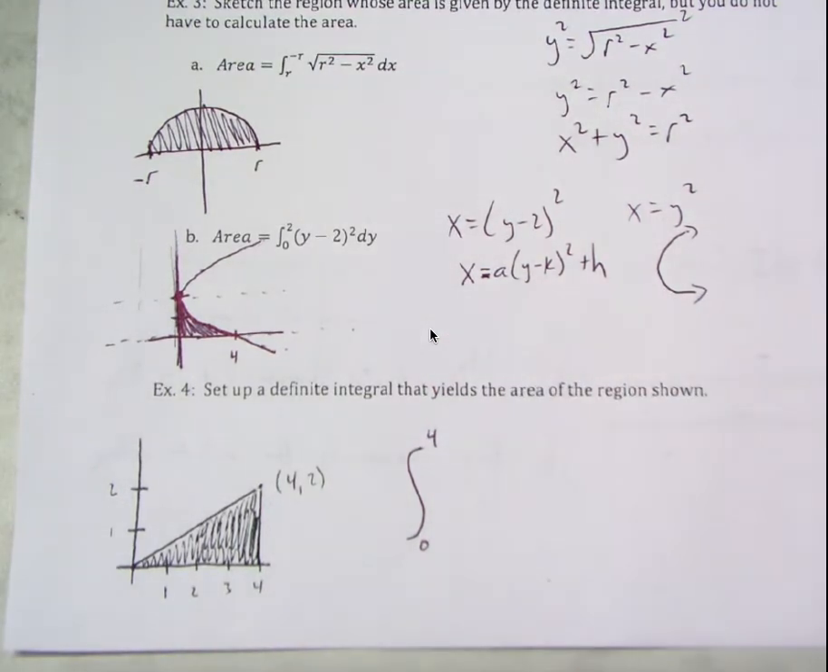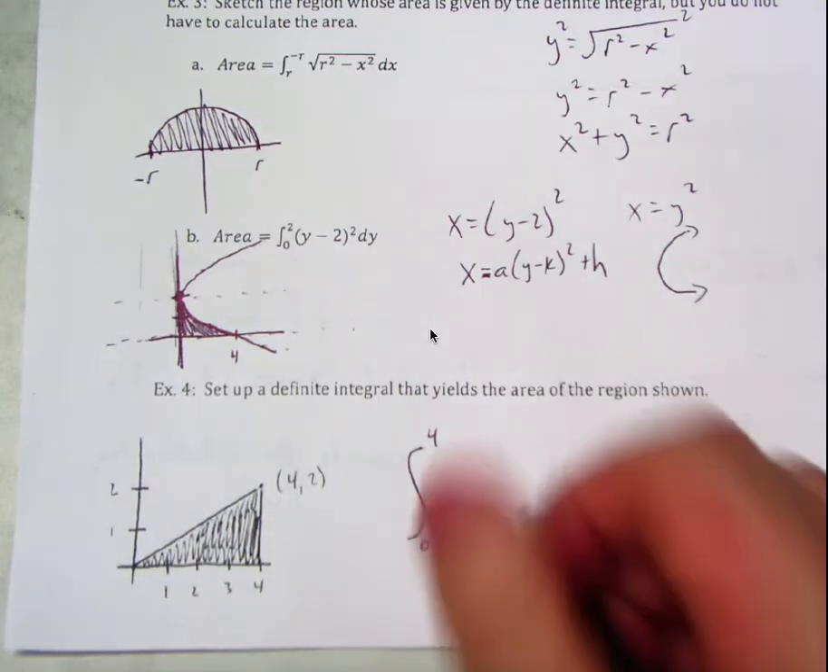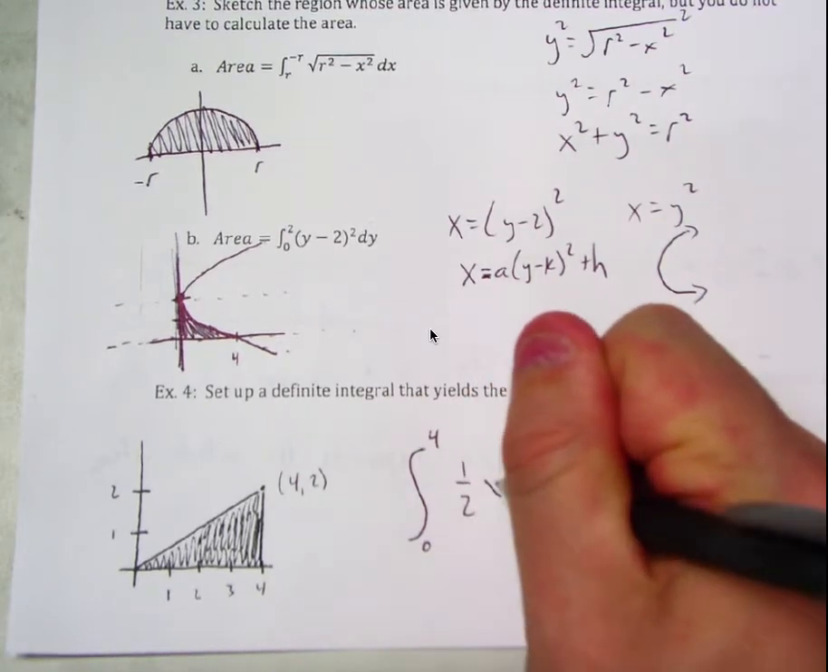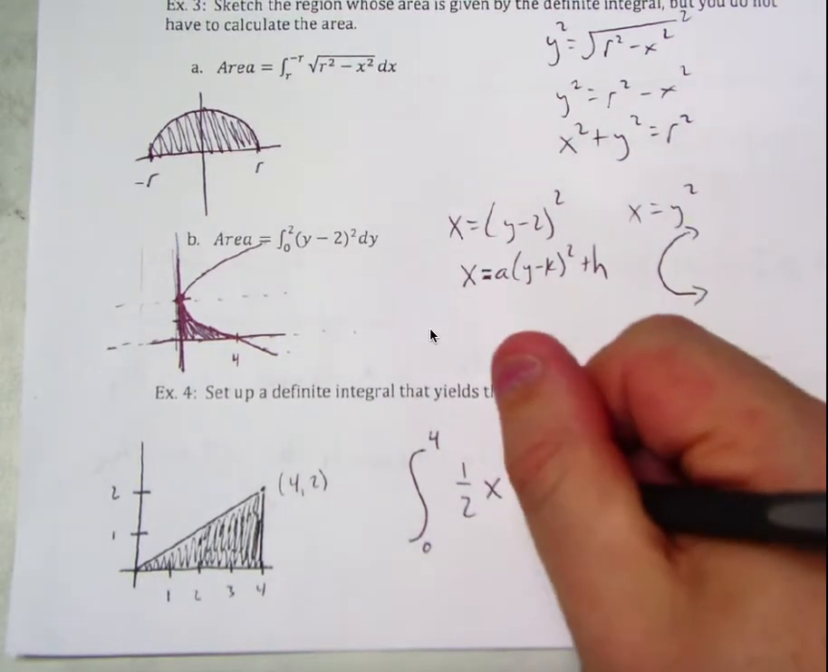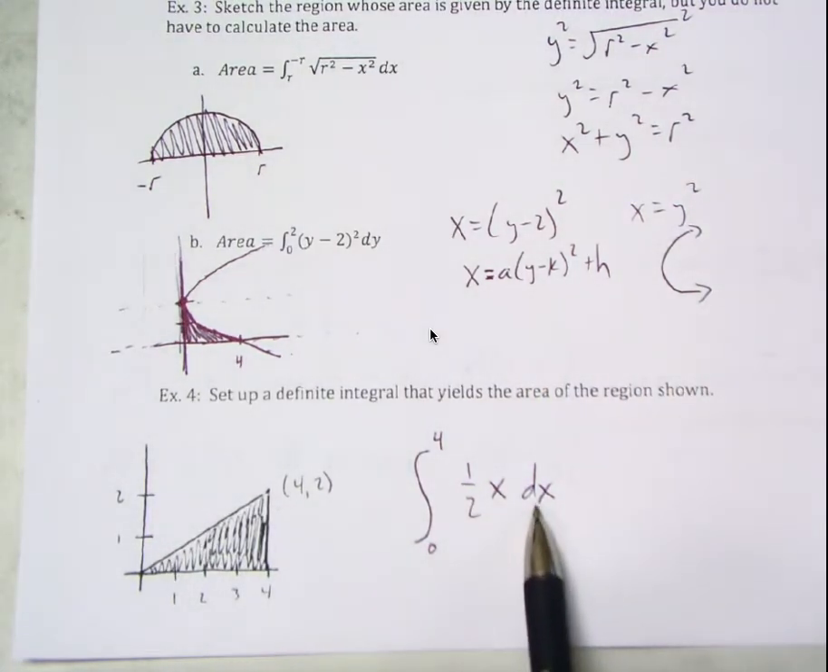And our function, or our curve, if you will, is this line. So the equation of this line right here is what's going to be our integrand, the thing inside of the integral. So the equation of this line, well, the y-intercept is 0. The slope is 2 over 4, so 1/2. So 1/2 x is the equation of that line. And then we always have to put the dx here on the end. We always have to put what this is right here anytime we set up an integral.